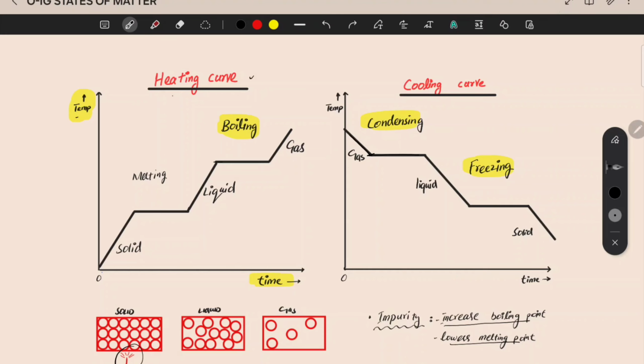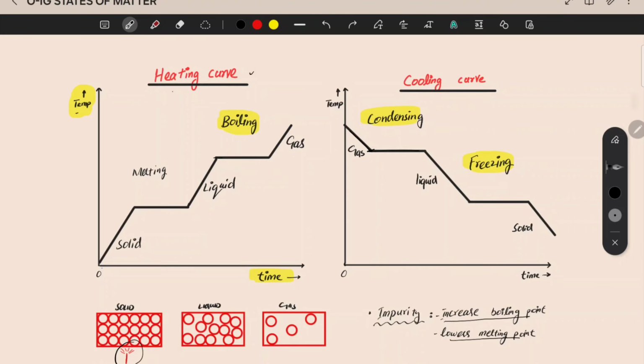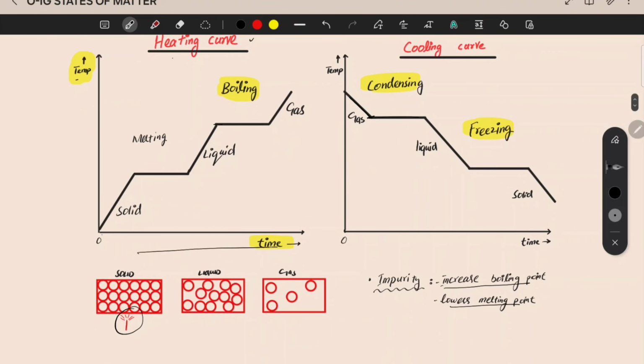Now, in this part, heating and cooling curve, this is showing that on the x-axis is the duration of providing heat to the substance, and on the y-axis we have temperature. So when we start heating the solid, it will absorb energy, and that heat energy will raise its temperature, and as you can see, the temperature is rising.